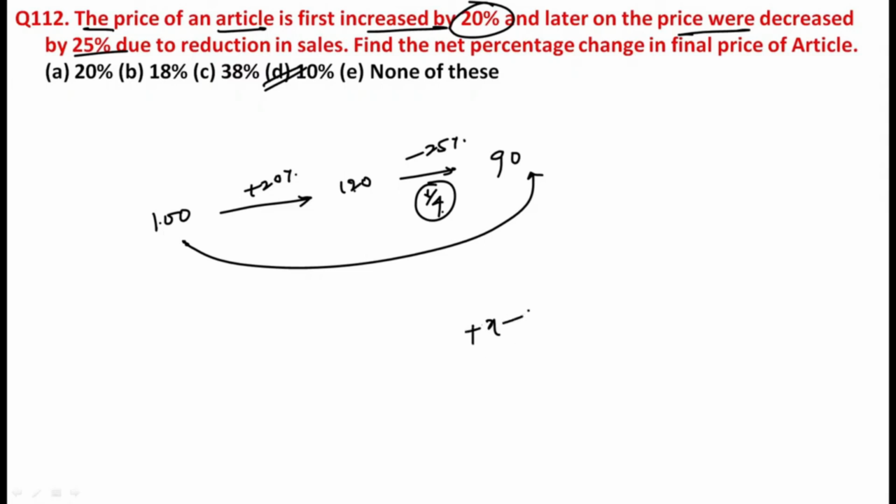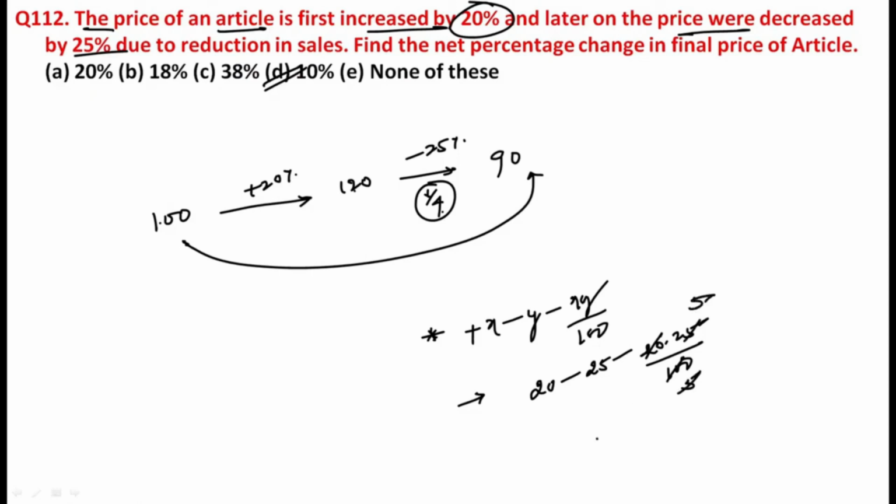Otherwise, you can use the formula. Profit is positive x, loss is negative y, so the net is x minus y minus xy by 100. So you can use the successive percentage concept: 20 minus 25, minus 20 into 25 by 100. Now you can get that 20 minus 30 is equal to minus 10. Here minus represents a loss. You can go with the general calculation or you can go with the direct one, guys. If you know the concept, you can solve these calculations.